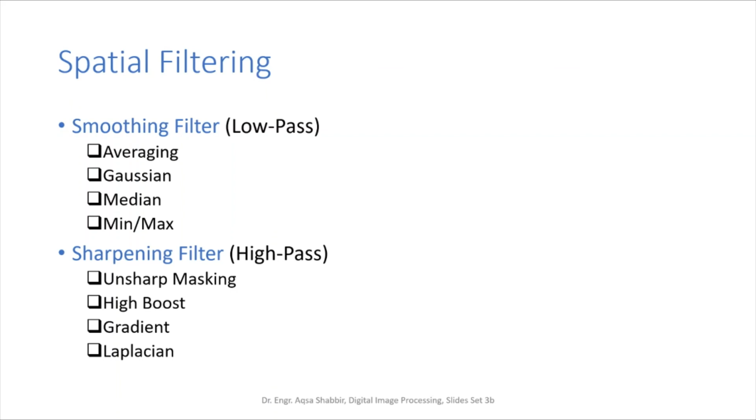If I look at sharpening filters, Laplacian, high boost, and unsharp masking are examples of linear sharpening filters, whereas gradient is an example of non-linear sharpening filters. We will, in the next lecture, look at the smoothing filters in more depth.